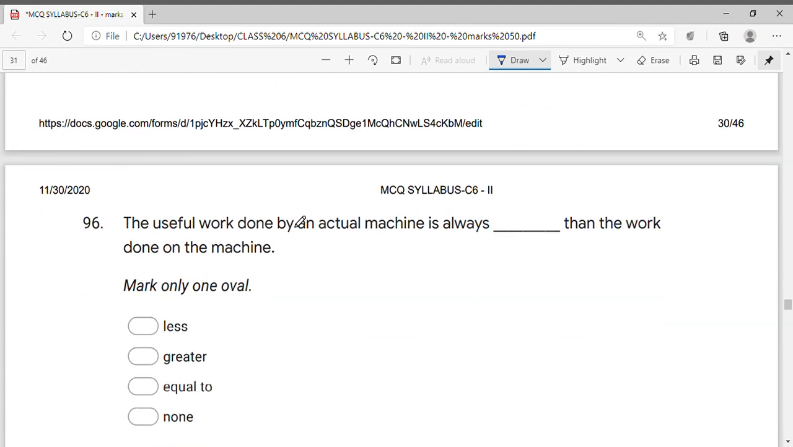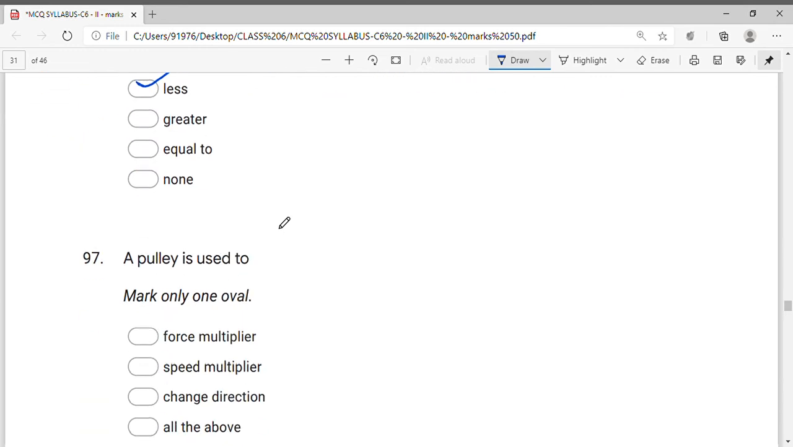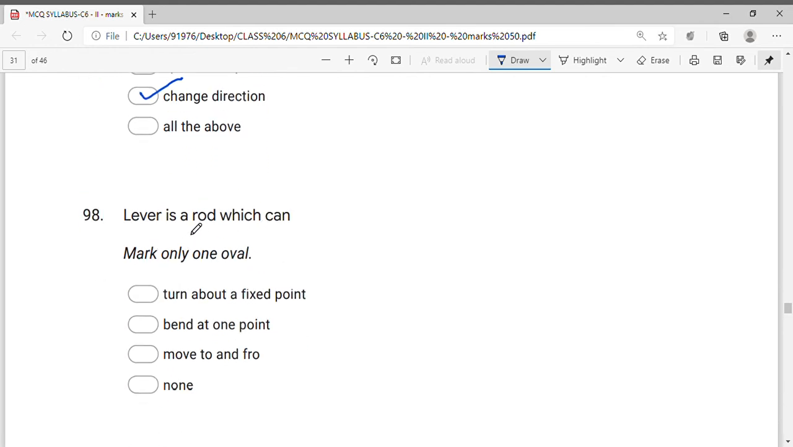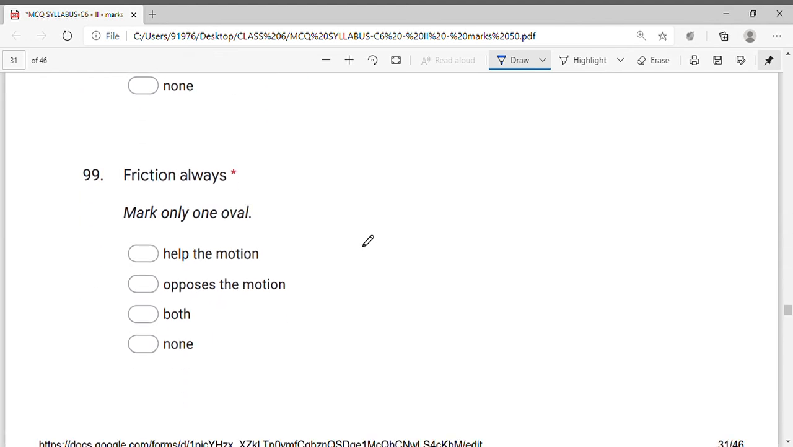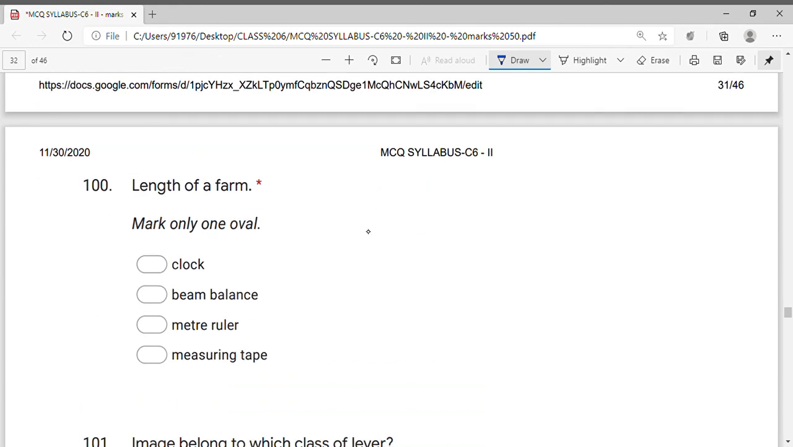The useful work done by an actual machine is always less than the energy we provided to it, because some of the energy gets lost in friction. A pulley is used to change the direction. Not speed multiplier, force multiplier. A lever is a rod which turns about a fixed point, that is called the fulcrum. Friction always opposes motion. Measuring tape.